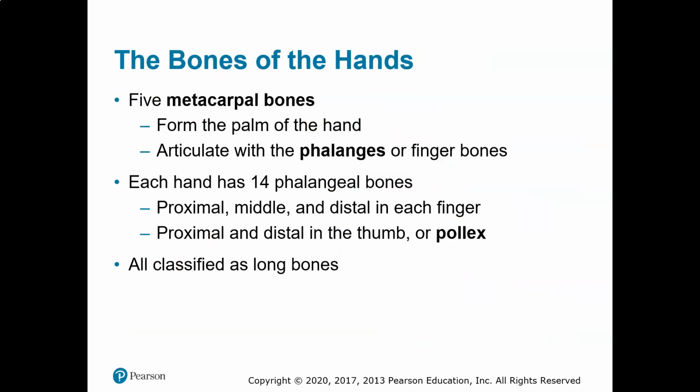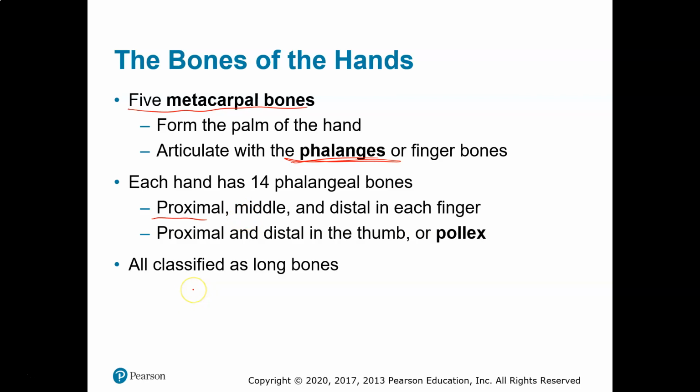Now we're going to move on and talk about the bones of the hands and the fingers. The bones of the hand that form the palm are called the metacarpal bones. There are 5 of them. The metacarpals articulate with the phalanges or finger bones. There are 14 total phalangeal bones on each hand, and each finger has a proximal portion, proximal phalanx is how you say it.